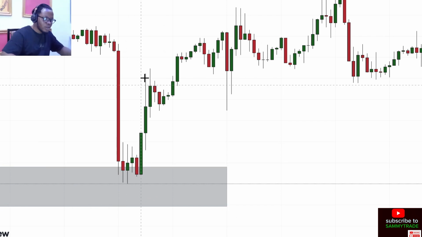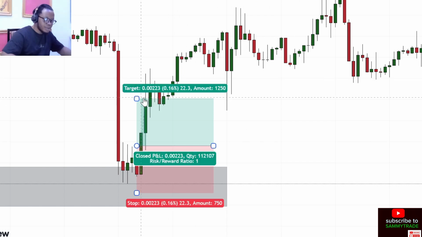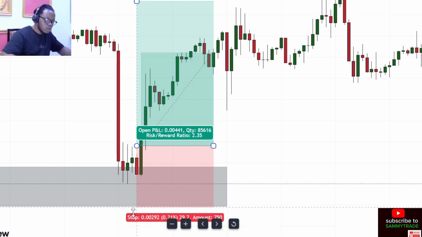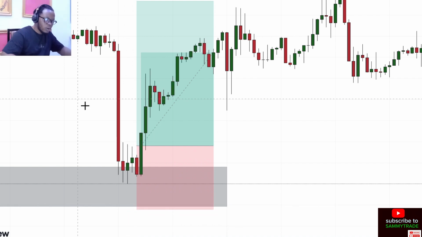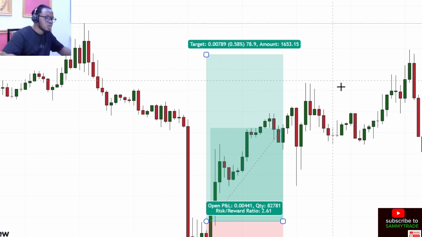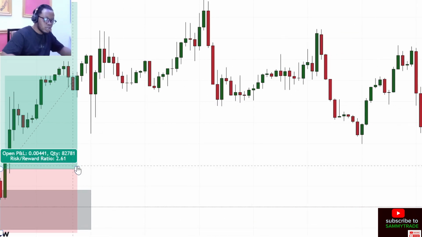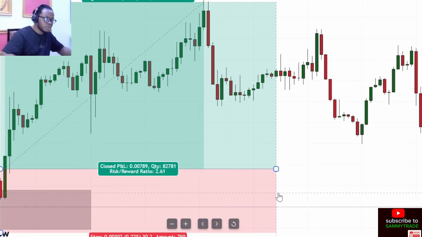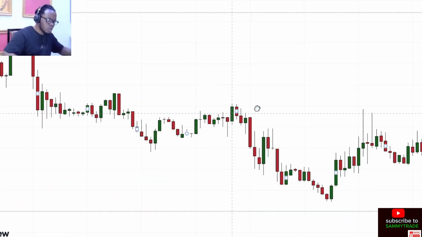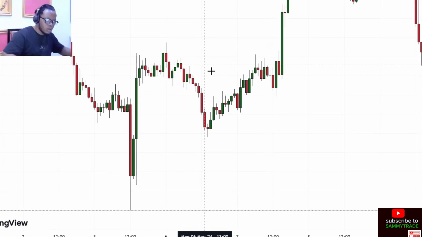Immediately you see your engulfing candlestick, then you enter for your buy entry. Your stop loss below that order block, and you take profit at the next supply zone. As you can see, it played out perfectly well. Okay, let me look for another example.